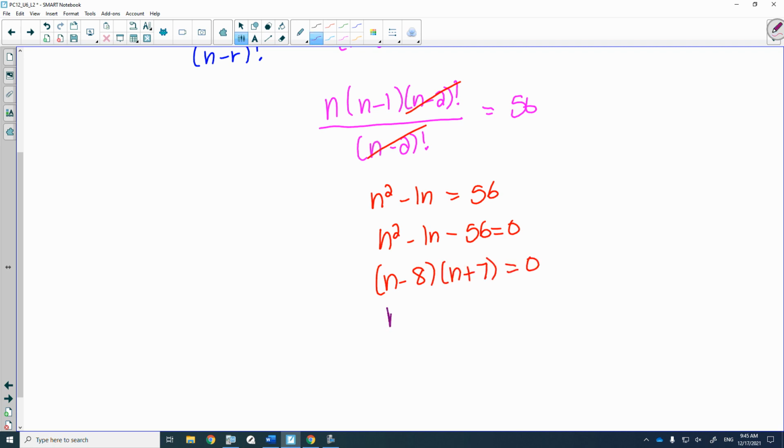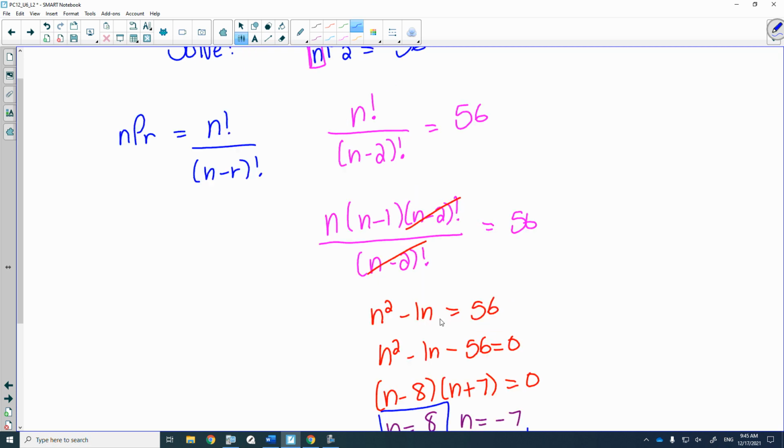We get two solutions. n is equal to 8. n is equal to negative 7. We only actually have one solution that's valid, which is n is equal to 8. This is the one we reject. We reject it since n must belong to the element of the natural numbers. And then I'm going to check that n is 8.